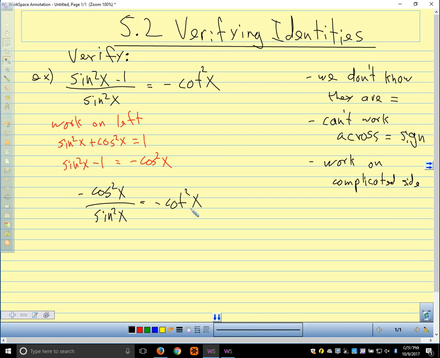Would we have to take the cotangent squared and separate it out into negative cosine over sine? No. Mm-mm. Okay. What would happen if you changed the sine squared x? Then this would have to be different on this side. It wouldn't be the same identity. All right. Questions there? All right, let's look at another one.